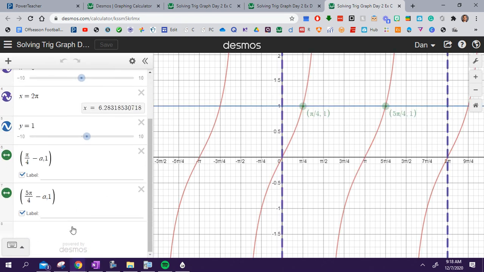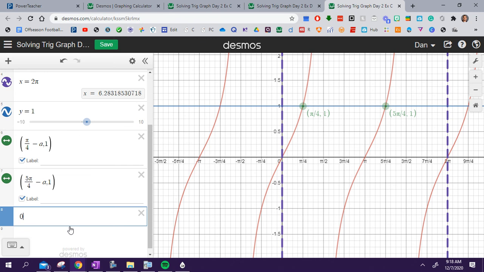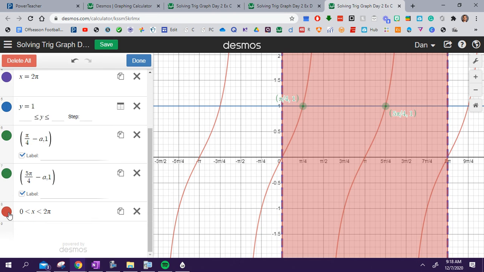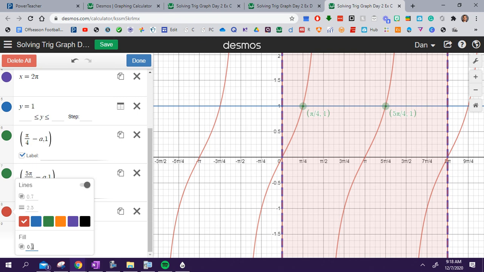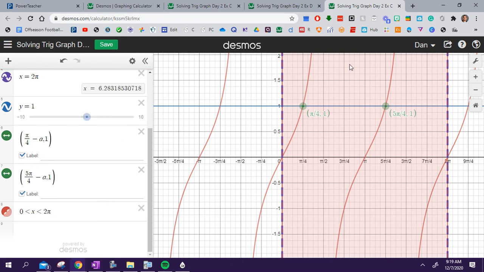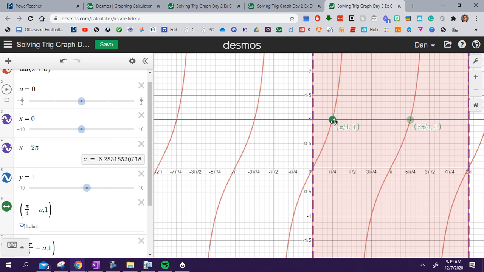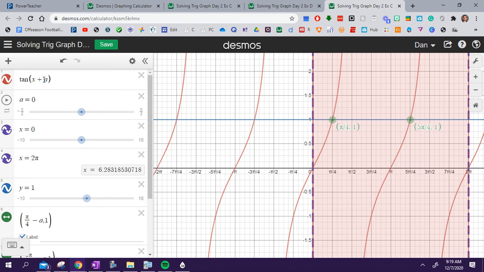So here was my graph. I'm going to shade it because I like that aspect of it. 0 is less than x is less than 2 pi. Okay, so my answers need to be between there. So at first glance, I've got this answer right here at pi over 4 and 5 pi over 4. But then what did we do? Did we add or subtract?